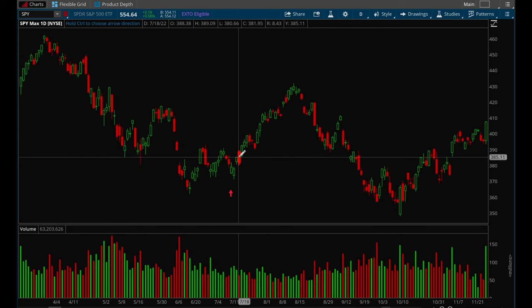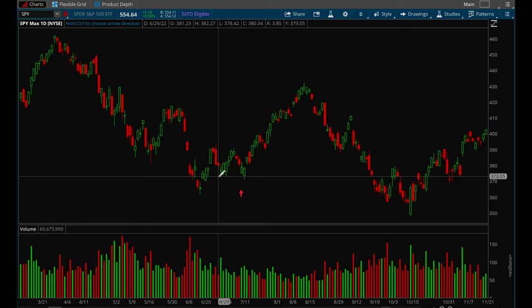Here's another example. Over here is the previous low, and this candle undercuts it just by a little bit, and then you get a very strong rally. This one is again a very good risk reward ratio. You're basically catching the bottoms.